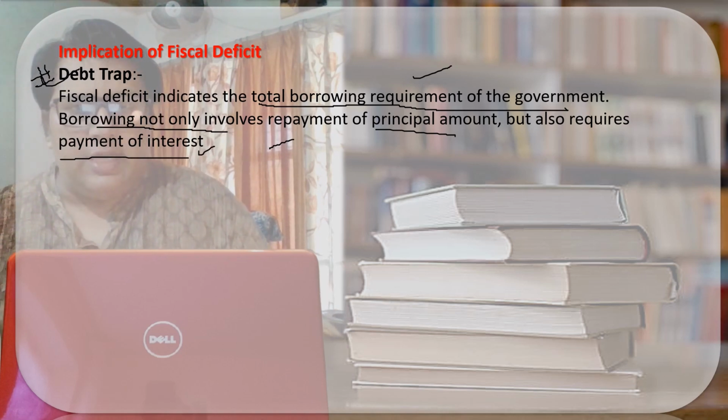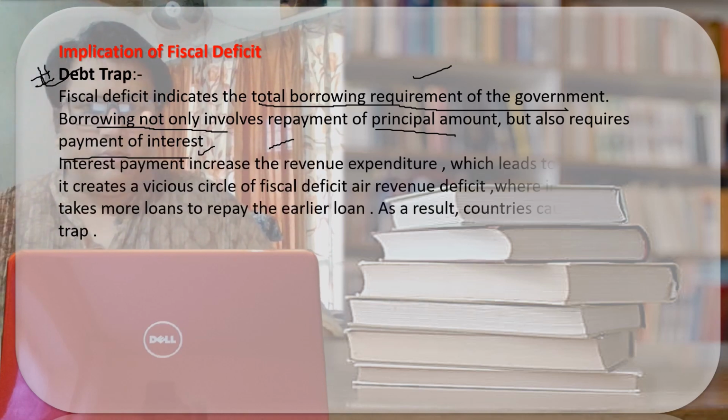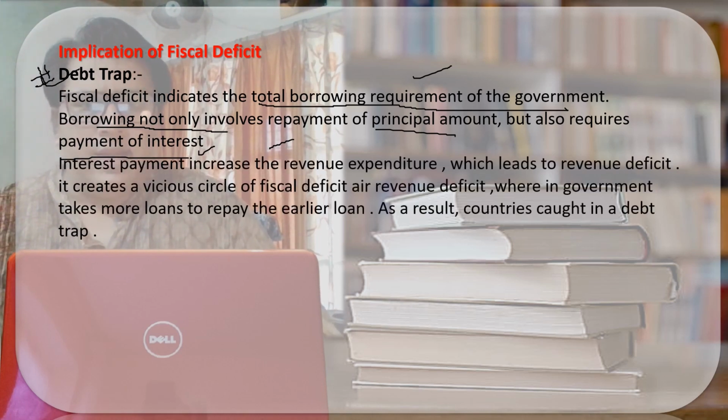So fiscal deficit indicates the total borrowing requirements of the government, and why does the government have to borrow? To repay the principal amount as well as for the repayment of the interest. We know that the interest payment increases the revenue expenditure. When the interest payment increases, what will happen? It will increase the revenue expenditure. And with the increase in the revenue expenditure, the revenue deficit will also increase.